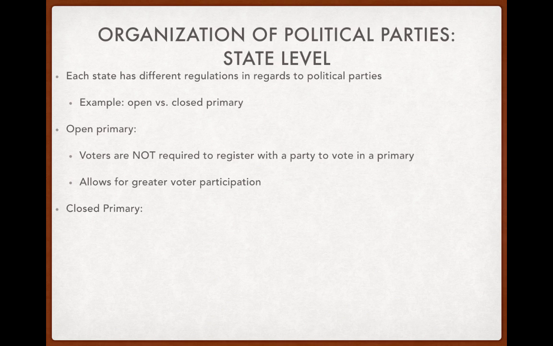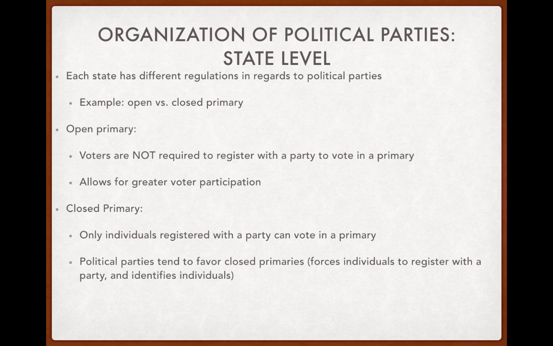In New York State, where I live, this is a closed primary state. So in order to vote in a presidential primary to decide the presidential nominee, you have to be registered as either a Democrat or a Republican. Closed primaries tend to be favored by political parties because they can get information on you. You're forced to register, and you give them things like your address and your phone number. So this identifies who are eligible voters in that state that they can target for elections.